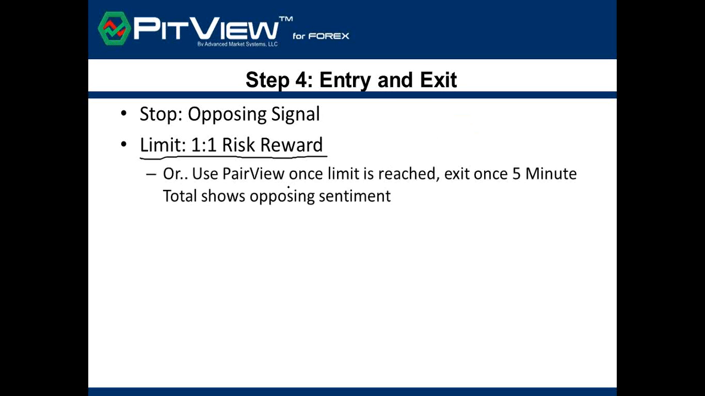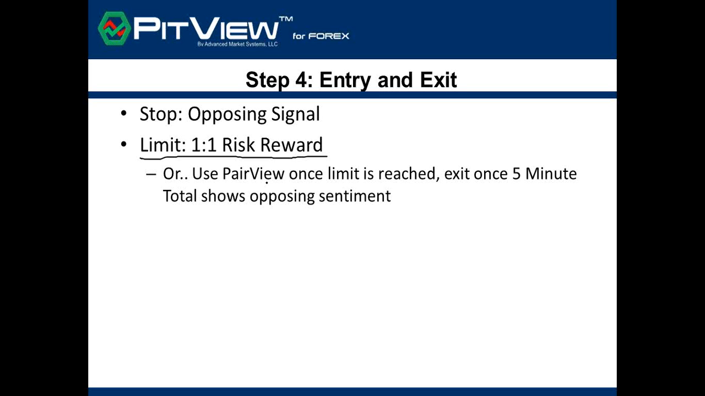The other way that you can use PairView, this is a discretionary way to use it, is, I talked about how PairView can confirm your trades. The other thing it can do is, as trades are moving in your favor, let's say a sell entry occurs and PairView is still red, and you're gradually making money as it's gone down. Once your 1-to-1 risk-reward ratio is reached, what you can do is maybe move your stop to lock in that profit and keep that thing short.